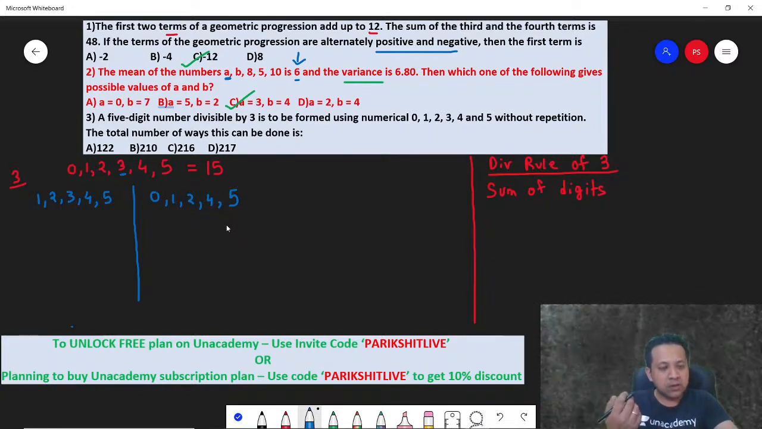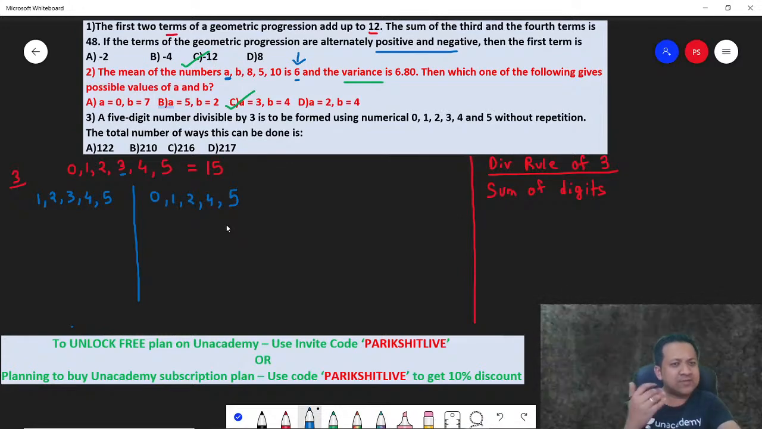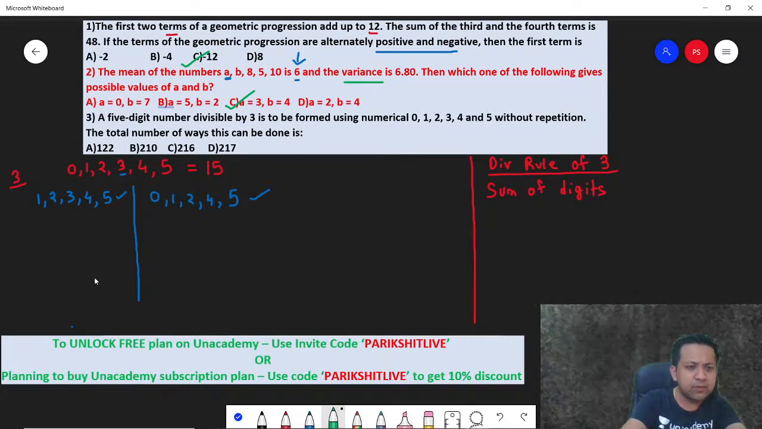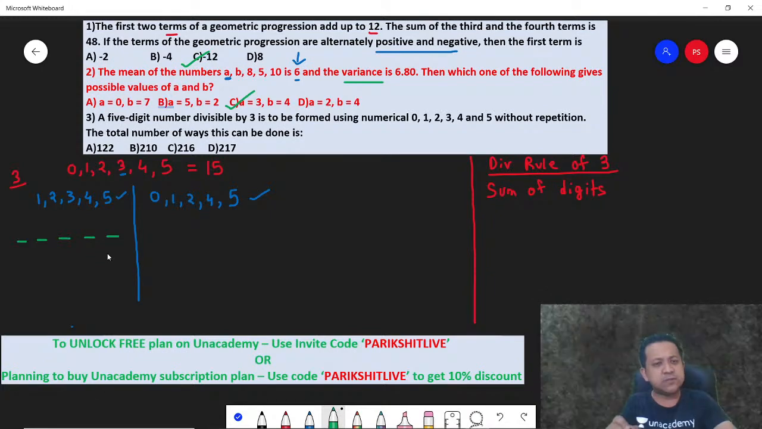Next, 9. For the sum to be 9, what do you need to remove? Total we have 15 now. For the sum to be 9, we have to remove 6, but there is no 6 here. So obviously there are only two cases. Let's write down the two cases. First case, you need to form 5-digit numbers which are divisible by 3.